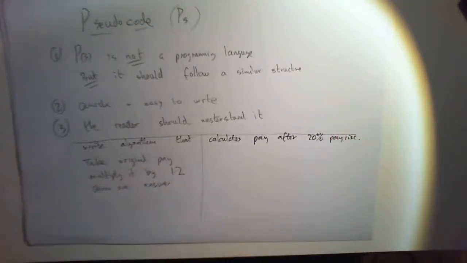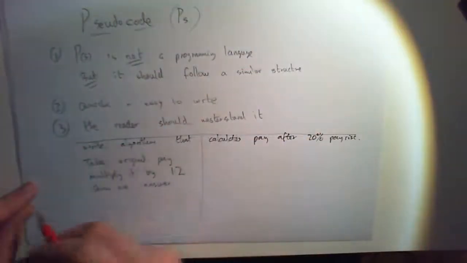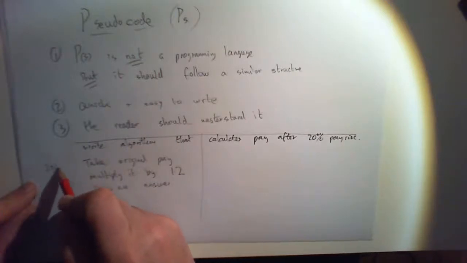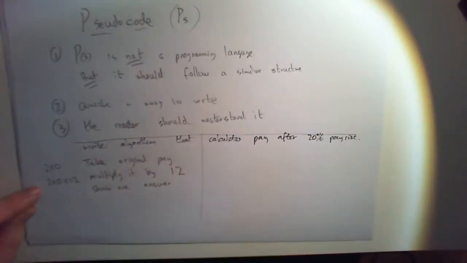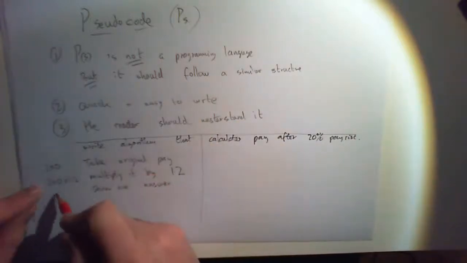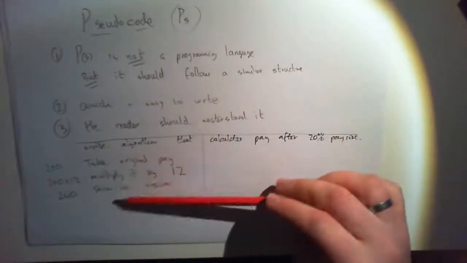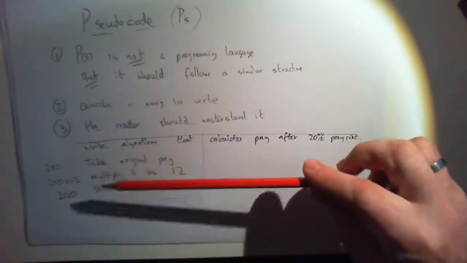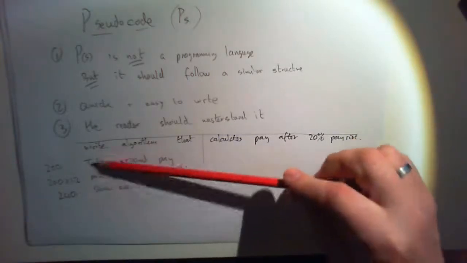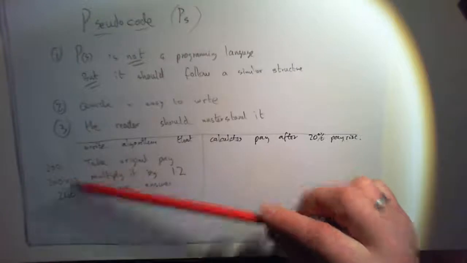So let's think about it. Take the original pay. Let's say we have a person who's earning 200 quid a week. So take the original pay, 200. Multiply it by 1.2. 200 by 1.2. Basically you're getting 20%, that's 40 euro. Show me the answer, 240. And there you have it. There's nothing wrong with that. That's perfectly fine pseudocode. It's perfectly adequate. You've split it down into steps, and it's obvious to a person like me how to actually do the sum.